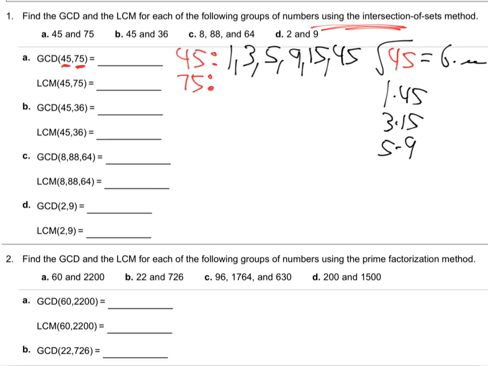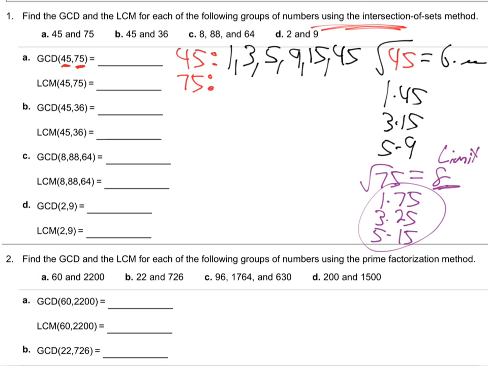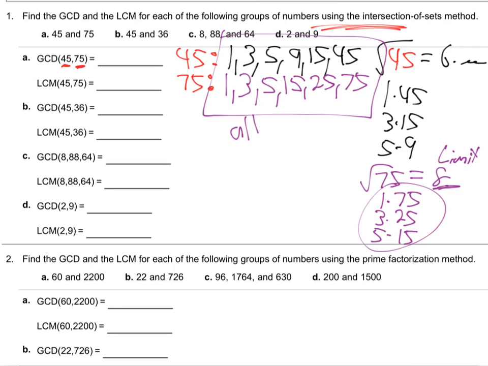Now let's do the same thing for the 75. What's the square root of 75? Somebody have that in their calculator? 8 something, right? So 8 is our limit. That always tells us our limit. So 1 times 75, 2 doesn't go in. 3 times 25, just use your calculator for all this. 4 doesn't go in. 5 times 15. 6 doesn't go in. 7 doesn't go in. 8's my limit, so that's it. It must be all of them. See how I'm finding that? So 1, 3, 5, 15, 25, 75. So these are all factors or divisors.